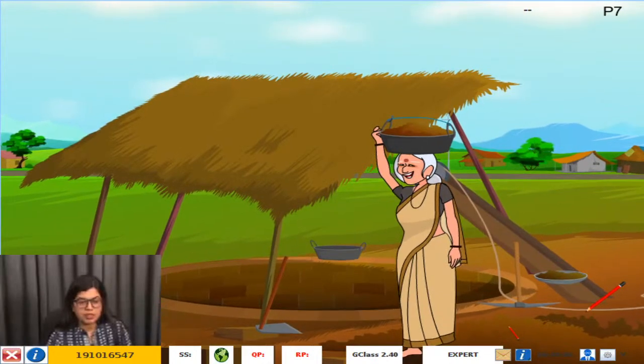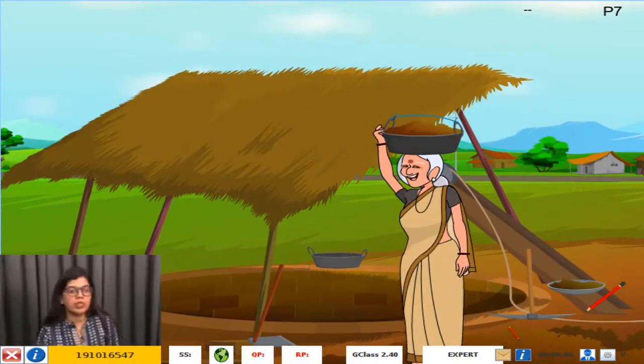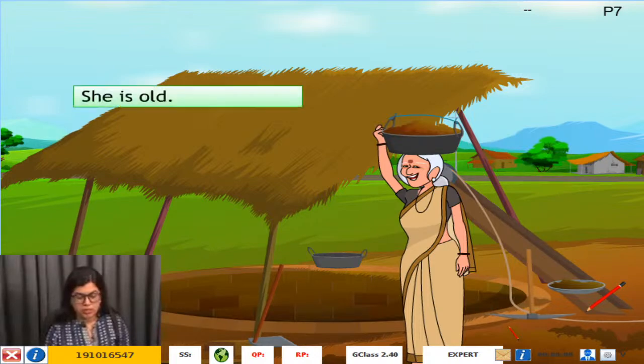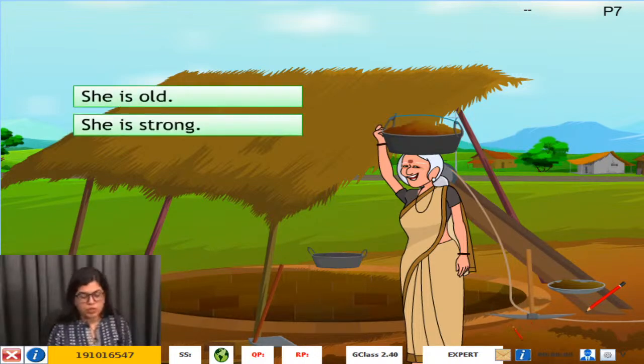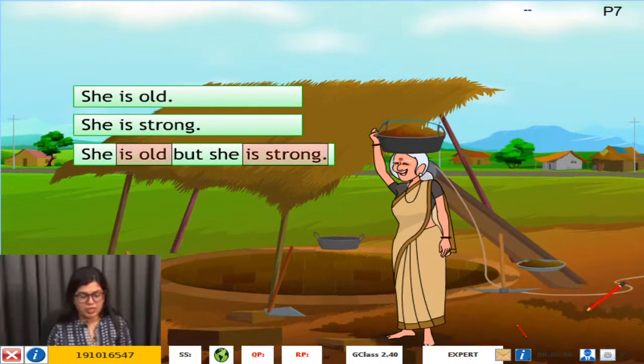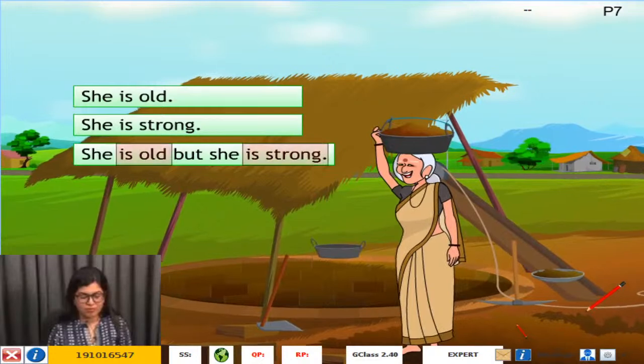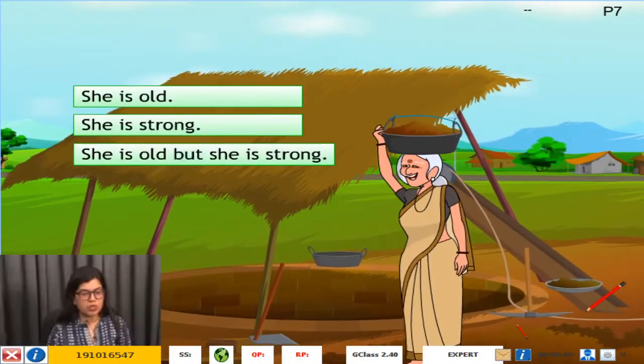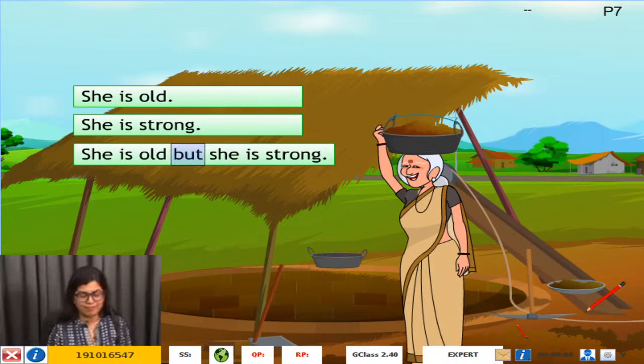So now let us see, what is the old lady doing? Yes, she is carrying something on her head, isn't it? So she is carrying mud, sand. She is old. She is strong. See, though she is old, she is carrying such a heavy basket on her head. So we can also join these sentences. How? She is old, but she is strong. Clear? Okay. Is old, is strong. But. Okay, so we are joining this with the help of but.